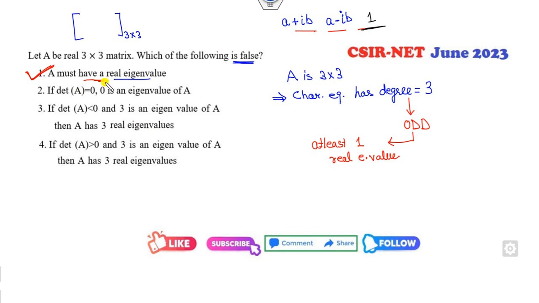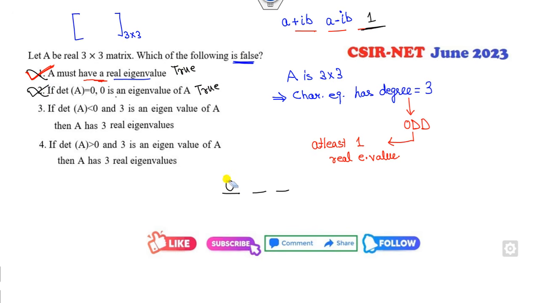Determinant of A is 0. If determinant of A is 0, it means at least one of the eigenvalues is 0. So yes, this option is also a correct statement. Remember, we need a false statement. So this option is correct, hence wrong for our purpose.